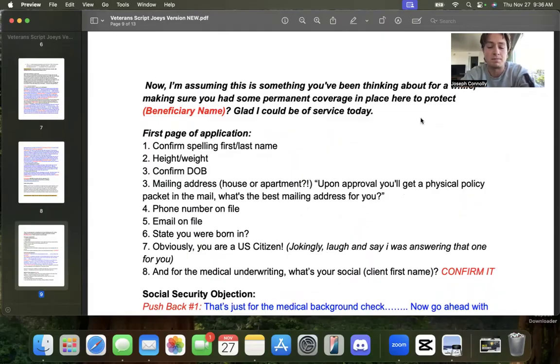All right, got it. And then got your height and weight as 5'8", 180 pounds. Is that correct? Perfect. Had your date of birth as January 1st, 1950. Correct? All right, perfect, sir. And then upon approval, you'll get a physical policy packet in the mail. What's the best mailing address for you?